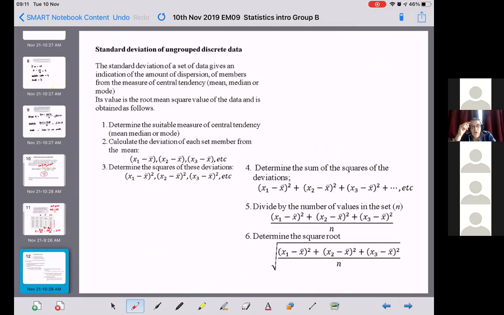What we're going to look at now is something called standard deviation. And this all looks a little complicated to start with, but the example will hopefully make it clearer.